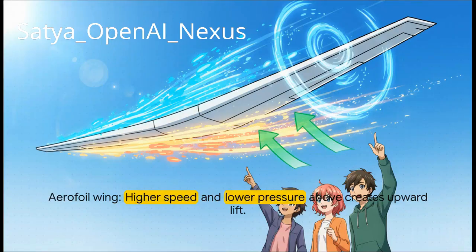And now for the big one. How do airplanes fly? It's all about Bernoulli's principle. An airplane wing has a special shape, called an aerofoil. It's curved on top and flatter on the bottom. This shape forces the air traveling over the top to move faster than the air moving underneath. Now, what did Bernoulli tell us? Faster air means lower pressure. So you've got lower pressure on top of the wing and higher pressure underneath. And what does high pressure do? It pushes. That higher pressure below pushes the wing up, creating the force we call lift. That's what gets a massive jet off the ground.